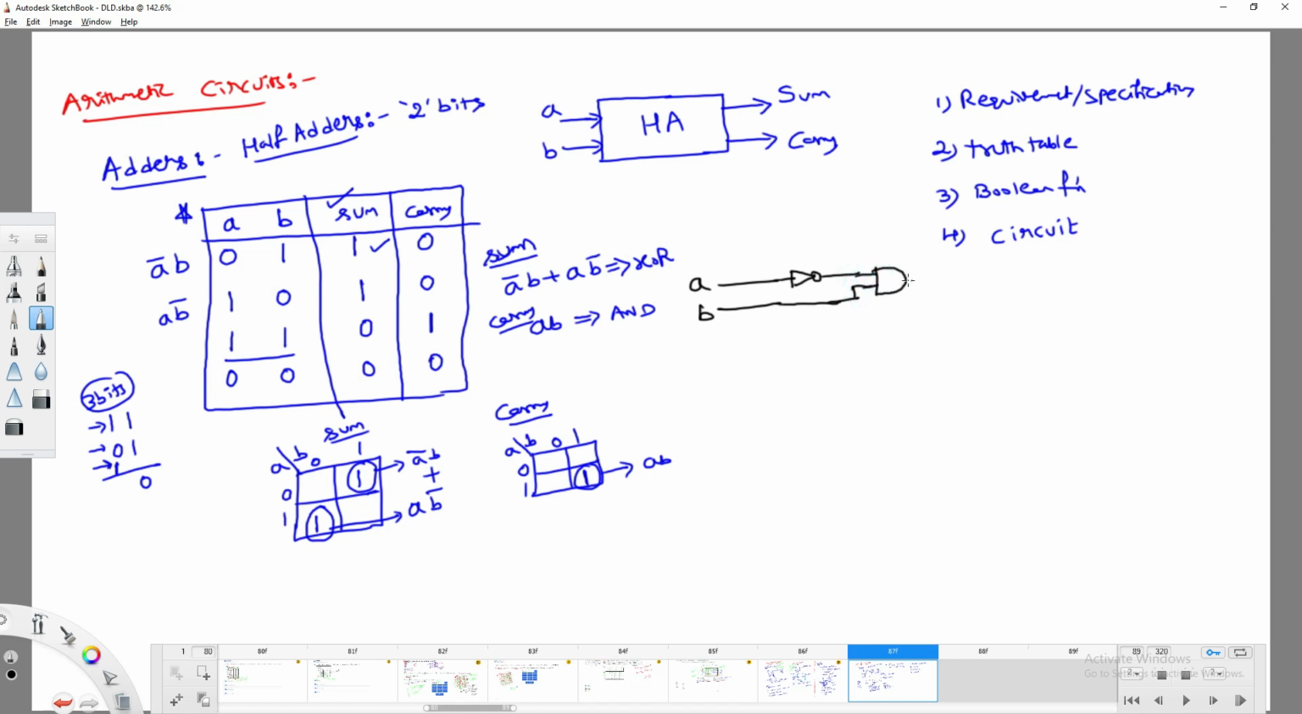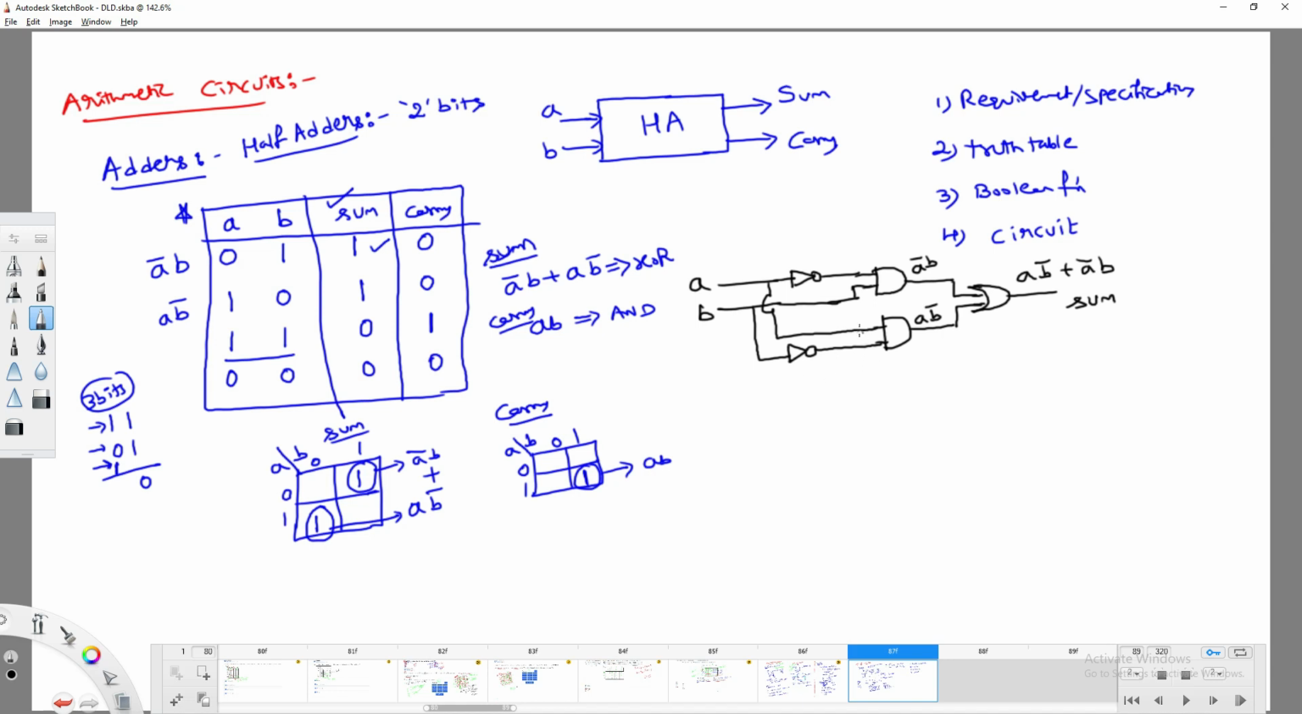I got A bar B, and I am going to have A and B bar, right? This is going to produce A B bar. So this is A bar B and this is A B bar, right? Finally, you need to perform the OR operation. You are going to get A B bar plus A bar B, which I can say is the sum.